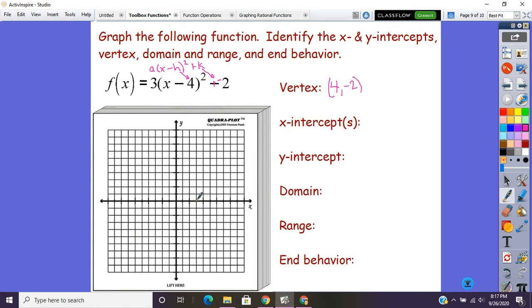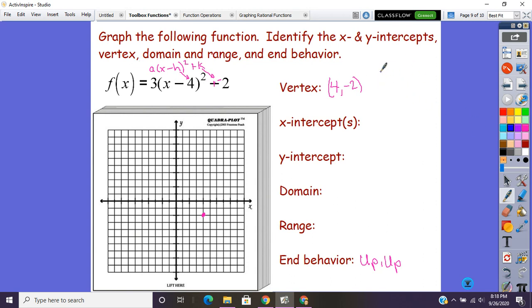If I were to go ahead and graph that, 3, 4, down 2, here's 4, -2. Then I could find the x-intercepts, the y-intercepts, domain, range, and behavior. I can look at the end behavior of this and see since a is positive, that means it's still following our same general thing. So I know my end behavior of this is going to be up, up. Let's find the x-intercept. To find the x-intercept, we plug 0 in for our y value.